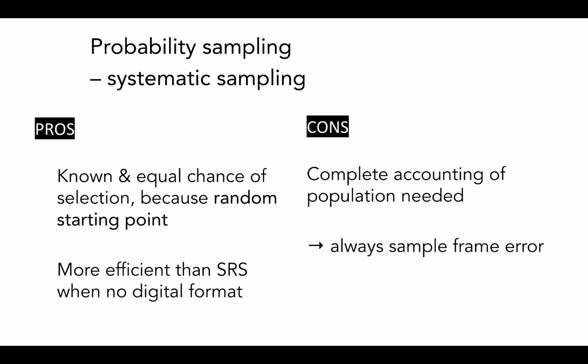So the benefit of systematic sampling is again that you have a known and equal chance of selection for each unit because of the random starting point. It's still more efficient than simple random sampling when you have no digital format. Now the downside is that, as with any probability sampling method, you technically need a complete accounting of the population, which is not possible, so you'll always have sample frame error.